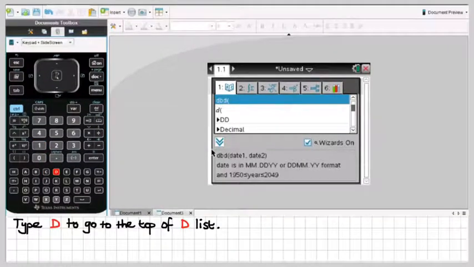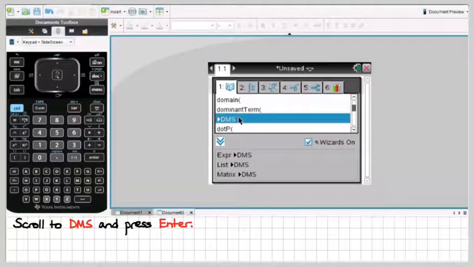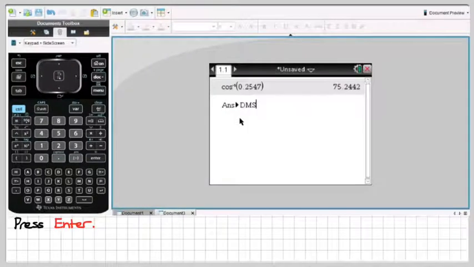Then type D on your keypad, there it is, to get to the top of the D list of options. That's the first item of the Ds. They're all alphabetically placed under tab 1. Now you scroll down until you find DMS using your navigator, and when you get that, you hit enter. You hit enter, and what do you get?